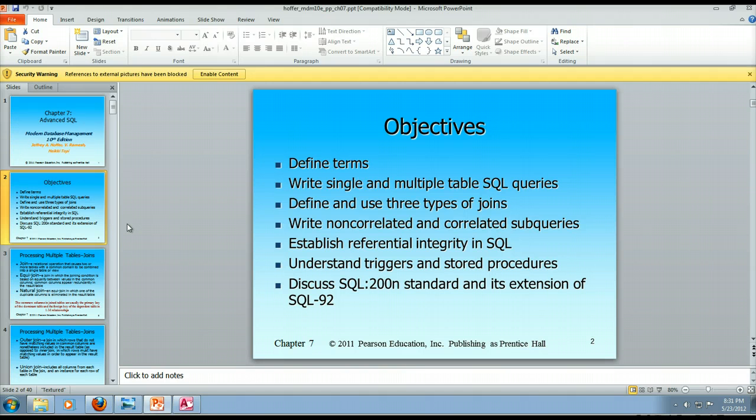We're going to talk about establishing referential integrity by using SQL. We learned a little bit about that in our create table statements. And as I alluded to, we're going to talk about triggers. We're going to talk about stored procedures. And we're going to talk about the SQL standard as it is.